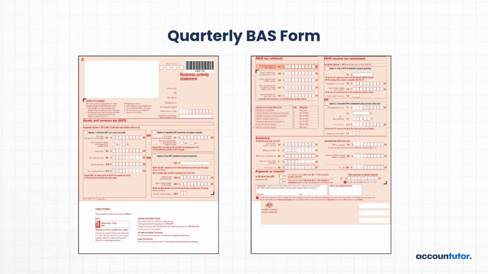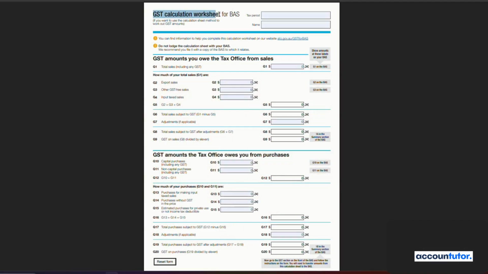Now, before we move to the BAS form itself, we are going to complete the GST calculation worksheet. This worksheet is not something we lodge with the BAS. In fact, it clearly states at the top that it should not be lodged. It is simply a working document that helps us calculate GST properly and transfer accurate amounts into the BAS.